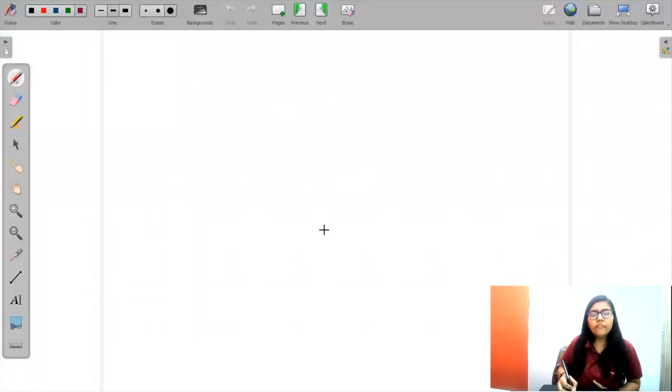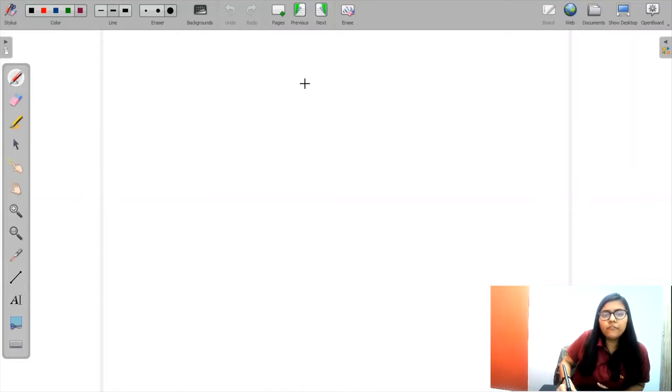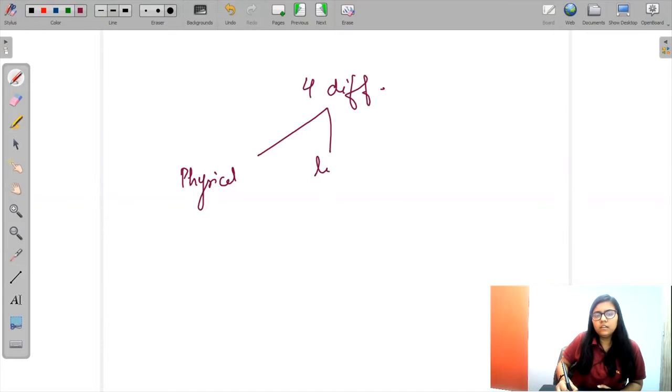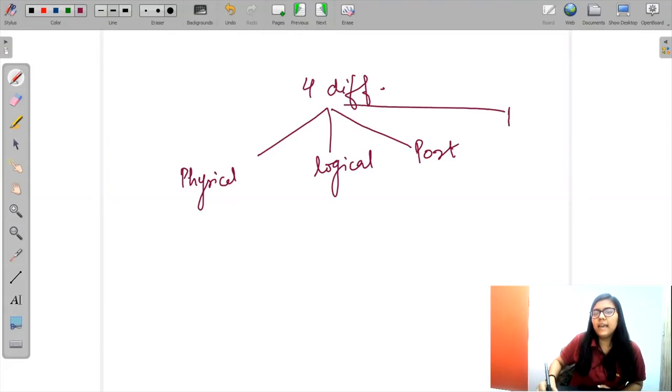So we have different types of addressing. There are 4 different types of addressing. First is the physical addressing. Next is the logical addressing. And then we have port addressing. And then last is the application specific addressing.